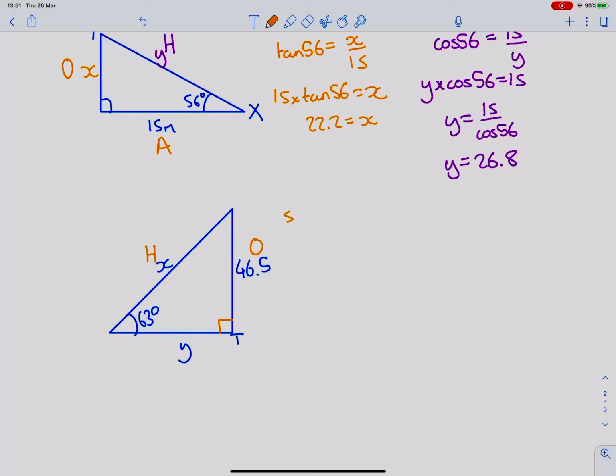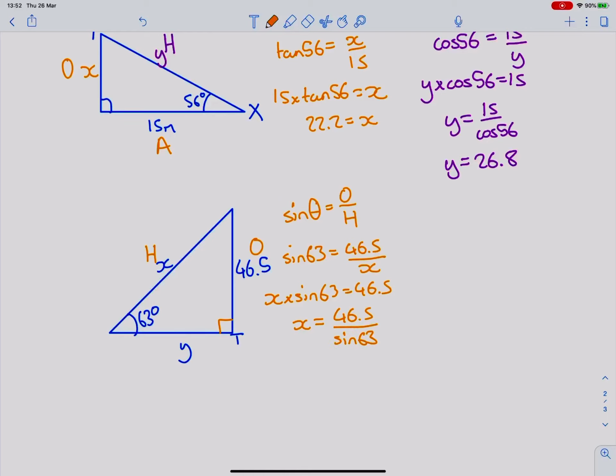So using sine, sine theta equals opposite over hypotenuse, so sine 63 equals 46.5 divided by your hypotenuse, which is x. Times by x, so x times sine 63 equals 46.5, divide by sine 63 to get 46.5 divided by sine 63. That gives you the value of x, which is 52.2. So x equals 52.2. So that's how long x is going to be there.